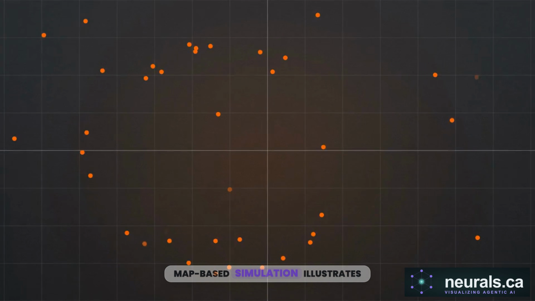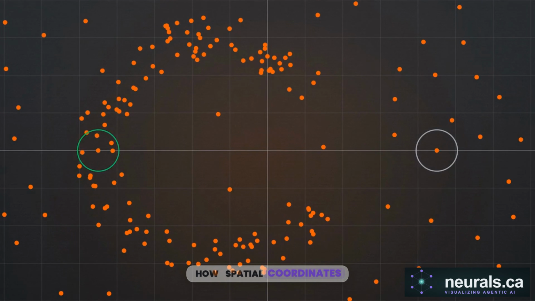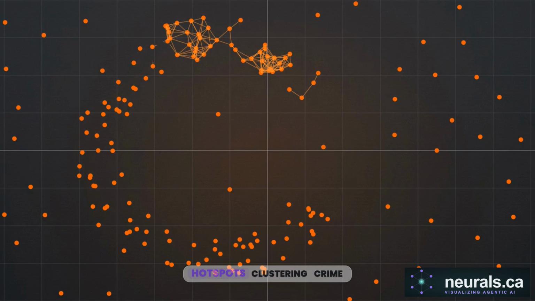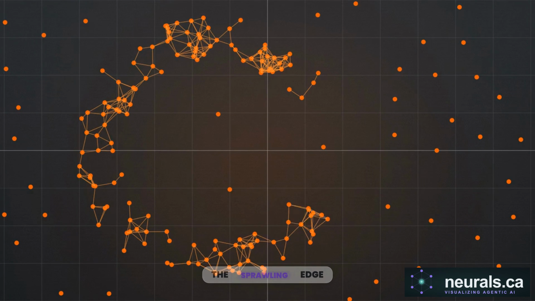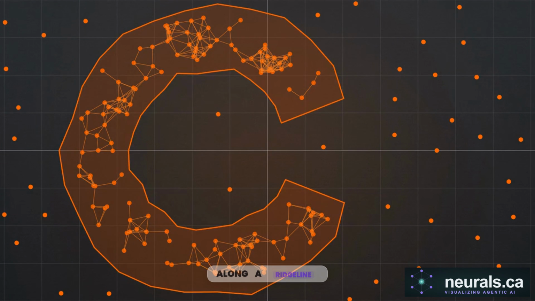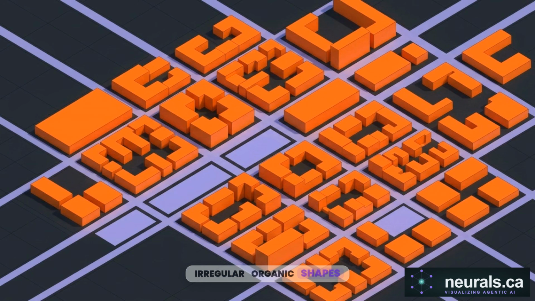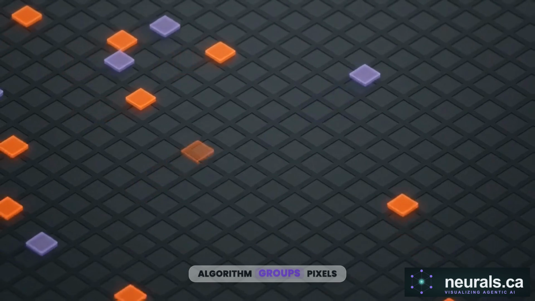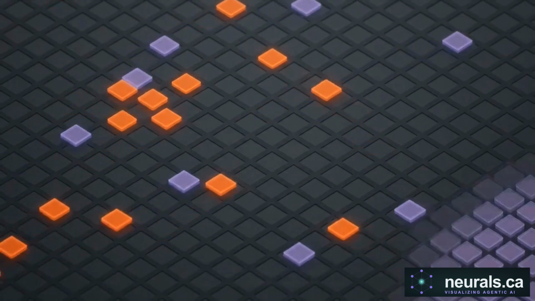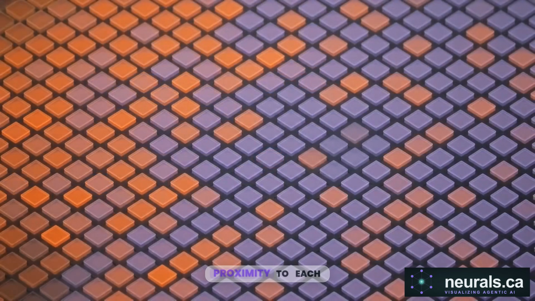This map-based simulation illustrates how spatial coordinates translate into physical boundaries. Whether you are mapping taxi hotspots, clustering crime reports, or tracing the sprawling edge of a wildfire along a ridgeline, natural phenomena form irregular organic shapes. Engineers also apply this logic to image segmentation. The algorithm groups pixels together by simultaneously calculating their physical proximity to each other and the density of their color values.